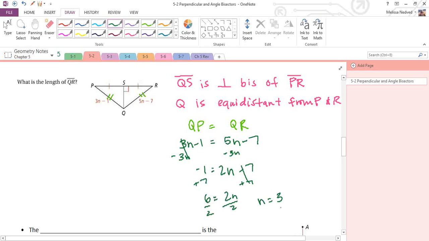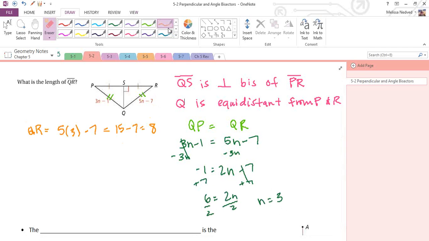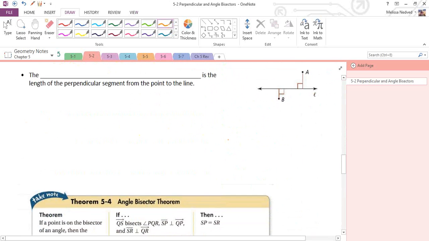Don't stop there. We don't want to know what n is. We want to know the length of QR. So using substitution, QR is equal to 5 times n, we just said n is 3, minus 7. 5 times 3 is 15, minus 7. QR is equal to 8. And again, take 30 seconds and verify that on your other side. 3 times 3 is 9. 9 minus 1 is 8. Good. We did our math right. So again, just verifying, if you have a perpendicular bisector, any point on that perpendicular bisector is equidistant from the endpoints of that segment.